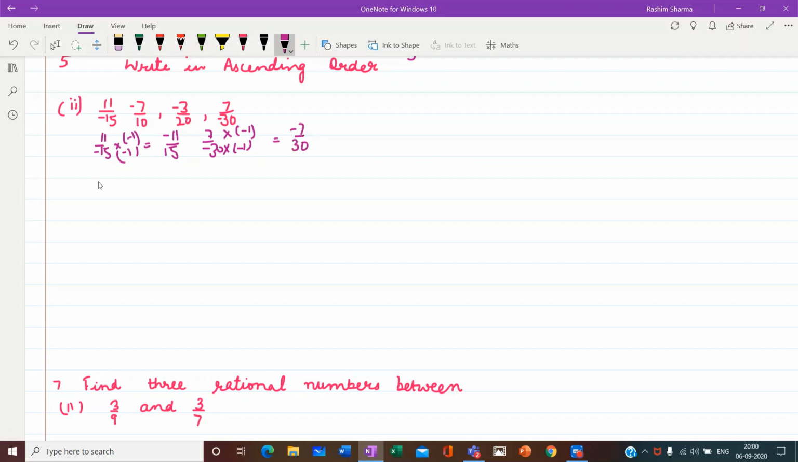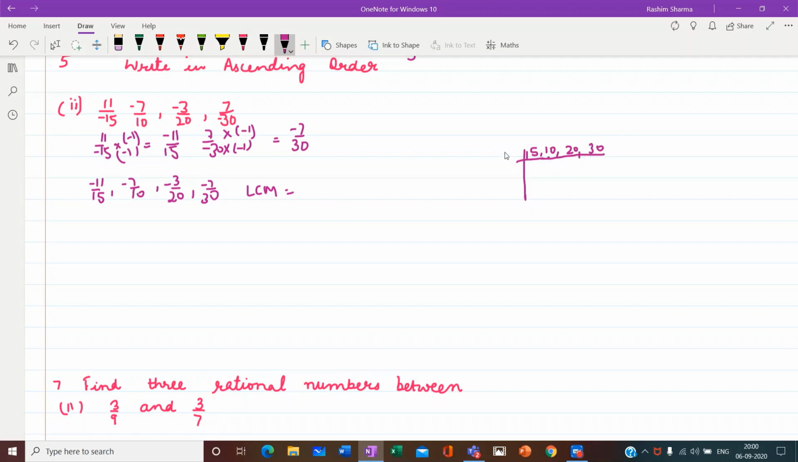So we have numbers now minus 11 on 15, minus 7 on 10, minus 3 on 20 and minus 7 on 30. Now we have to take the LCM of denominators, so what will be the LCM? So you can calculate LCM here. We have numbers 15, 10, 20 and 30.